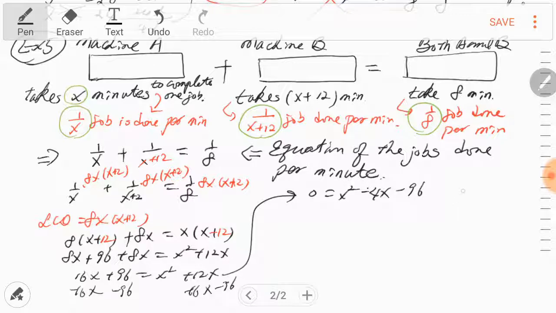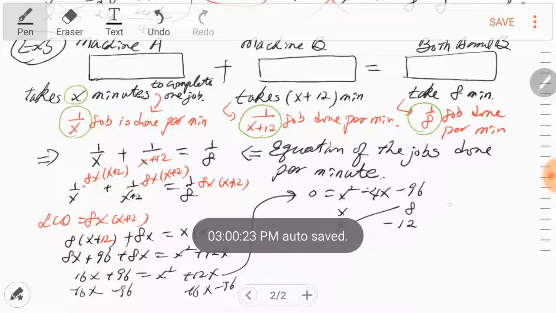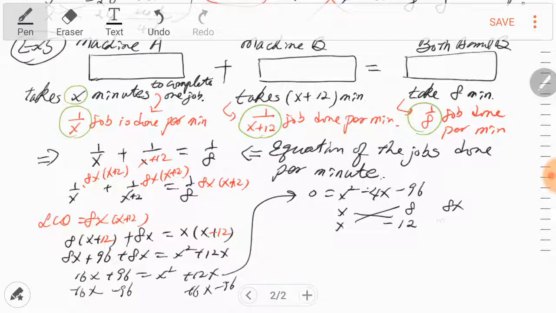Okay, so from here, let's find the combination. x times x. 96 is 8 times 12. 8 times 12 is 96. And then multiply, 12 by negative, then this product is 8x. This is negative 12x. The sum is negative 4x. So this is equal to x plus 8, x minus 12. So x equals negative 8 or x equals 12.